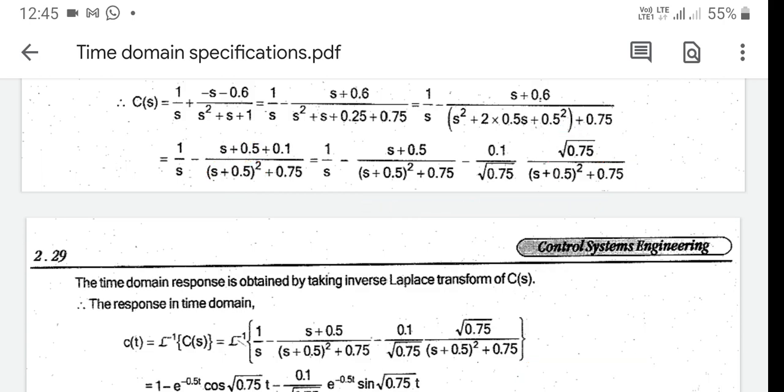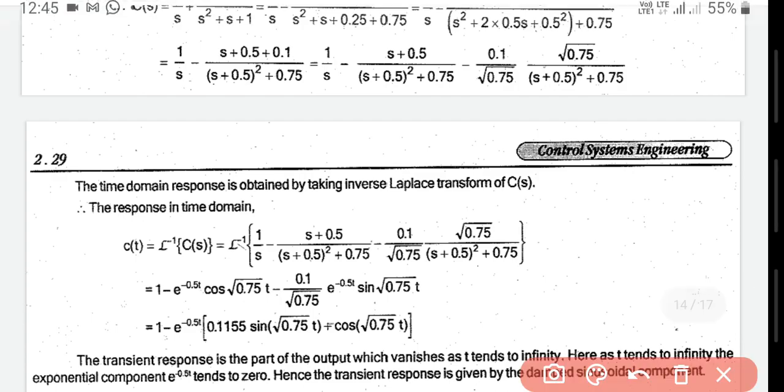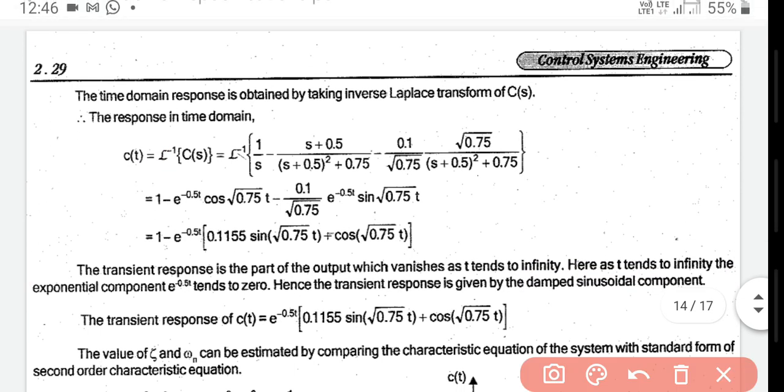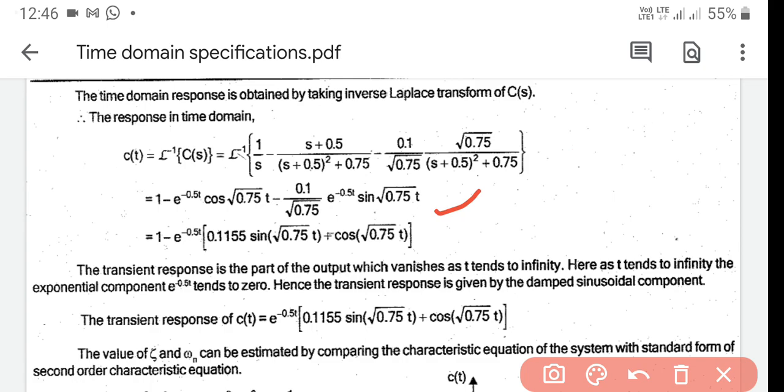Is it okay, all of you? So after that now you know the formula. Inverse Laplace of C of s is nothing but c of t. That is equal to Laplace inverse of 1 by s minus s plus 0.5 by s plus 0.5 whole square plus 0.75 minus 0.1 by square root of 0.75 into square root of 0.75 by s plus 0.5 whole square plus 0.75. After applying the Laplace inverse transform, you know the formula for this, right? So we will obtain these values.